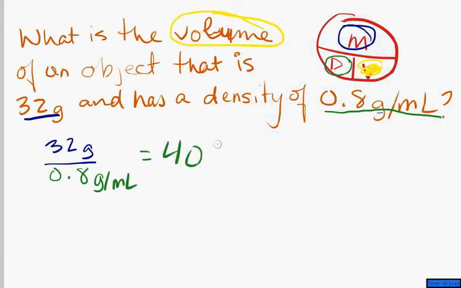Now what about the units? Well, there's a couple ways we can go about this. We can say I'm looking for volume, and so volume will return me units in volume. My units for volume are milliliters. So 40 milliliters is my answer.